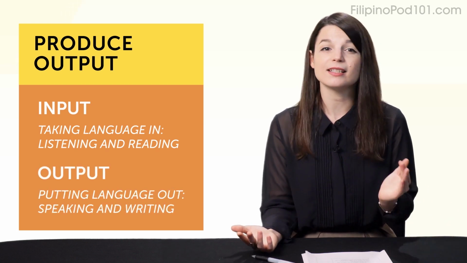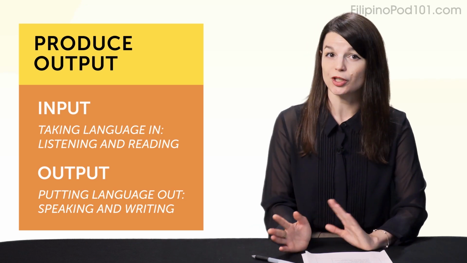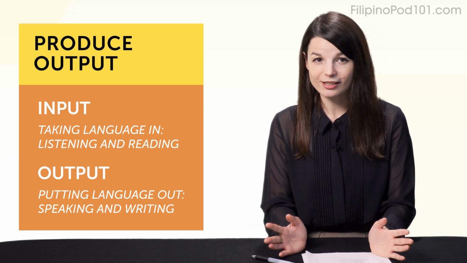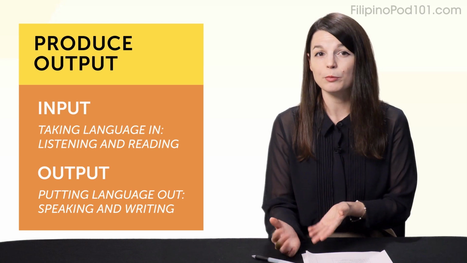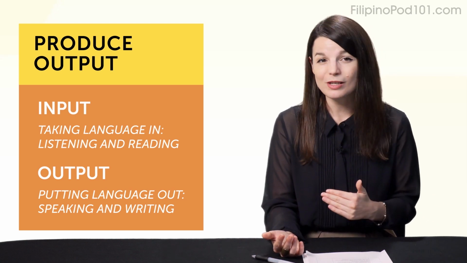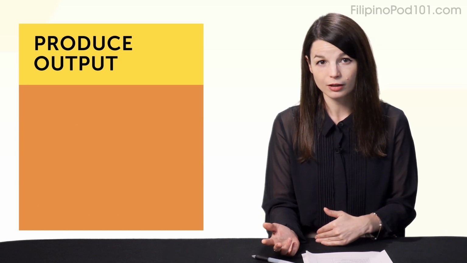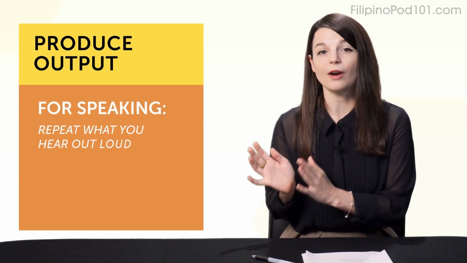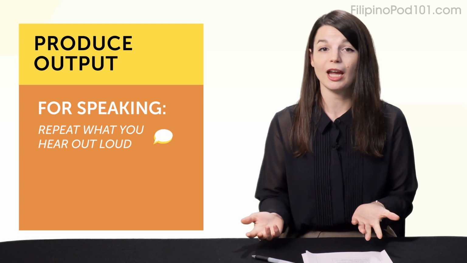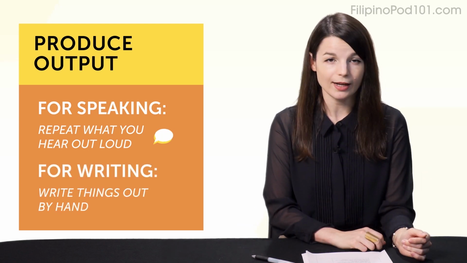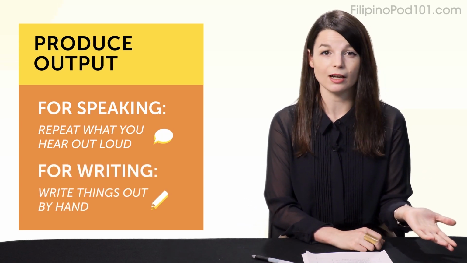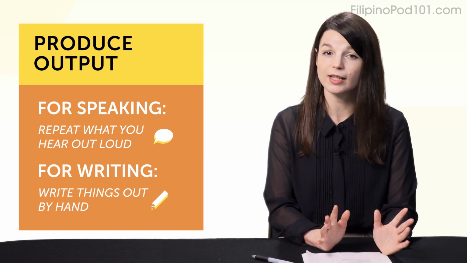The point here is it's easy to just sit and listen and watch YouTube videos. You can listen to lessons all day long, but listening helps with listening. It won't get you speaking the language. So the easiest ways to produce output are, for speaking, repeat what you hear out loud. That's called shadowing. And for writing, write things out by hand. You can copy out our lesson dialogues or just copy the sentences out of a textbook.